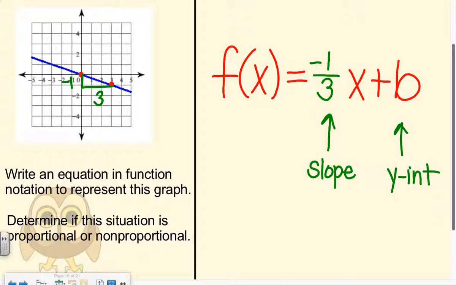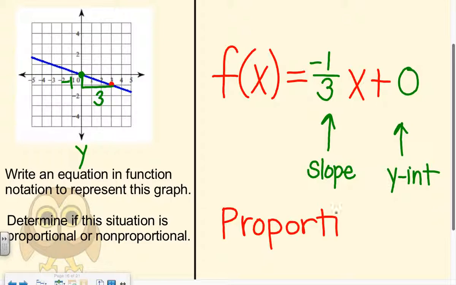And then our y-intercept, look and see where our line crosses the y-axis. Here's the y-axis. My blue line intersects the y-axis right here, which is at the number 0. So you can put in plus 0 if you want to. Otherwise, if you just had f of x equals -1/3 x, that would be correct as well. Either of those work. So now if I look at my line, it does go through the origin, so it is proportional. You could also look, and if you have a y-intercept of 0, that's the other way to tell that your line is proportional.